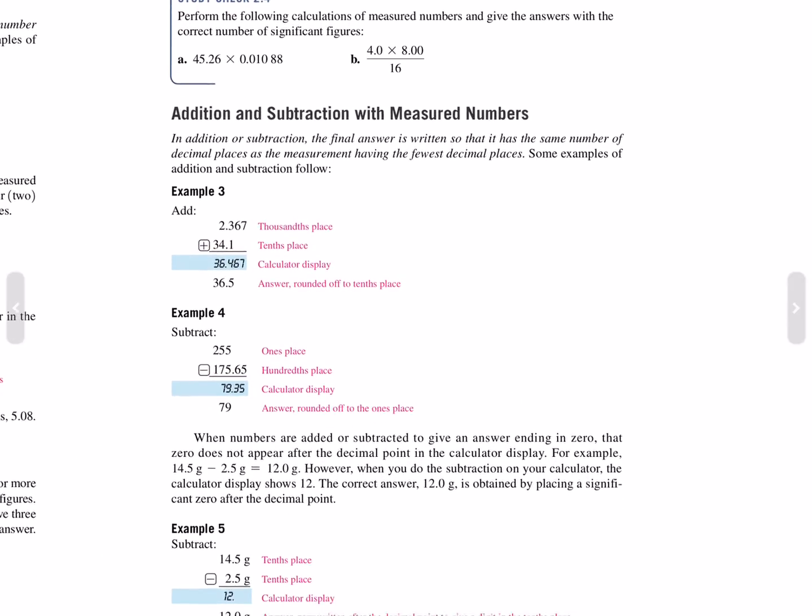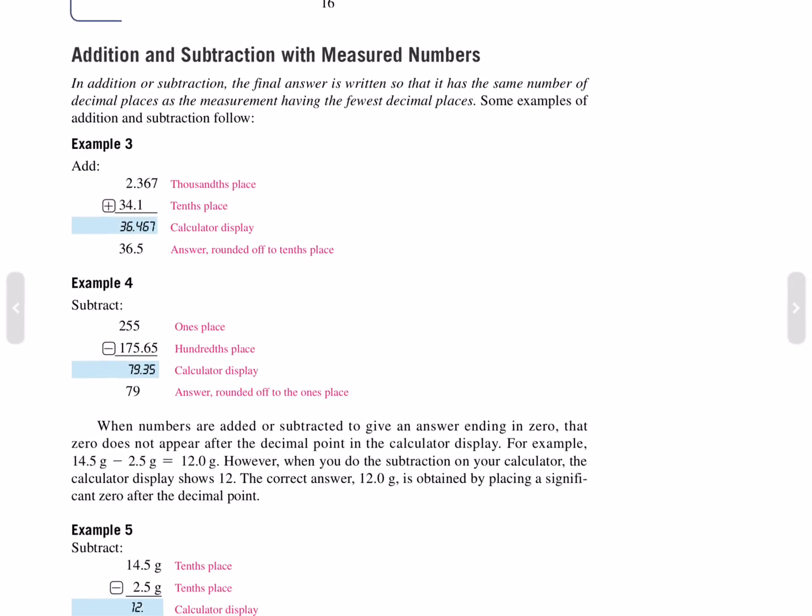Addition and subtraction with measured numbers. In addition and subtraction, the final answer is written with the same number of decimal places as the measurement having the fewest decimal places. Some examples of addition and subtraction follow. 2.367, which is to the thousandths place, plus 34.1, which is to the tenths place. The calculator answer is 36.467, but since your least precise number is only to the tenths place, you have to round it to the tenths place, 36.5.